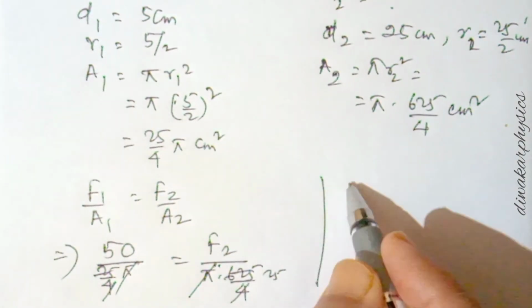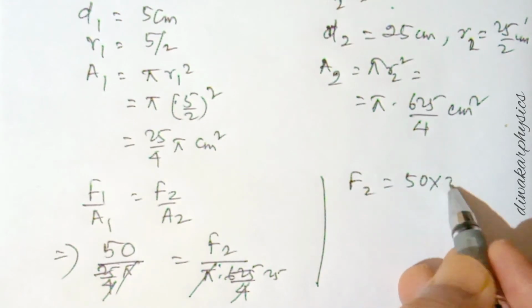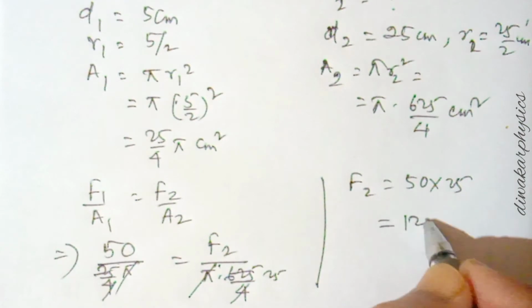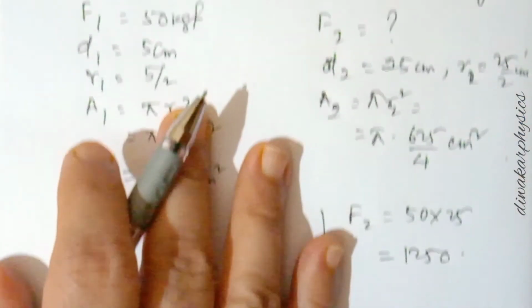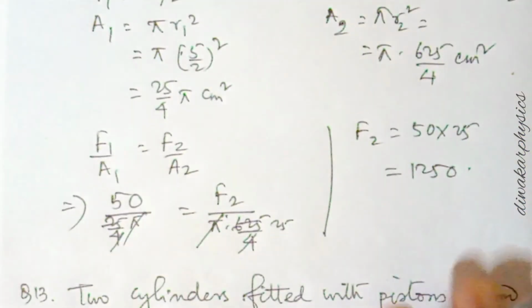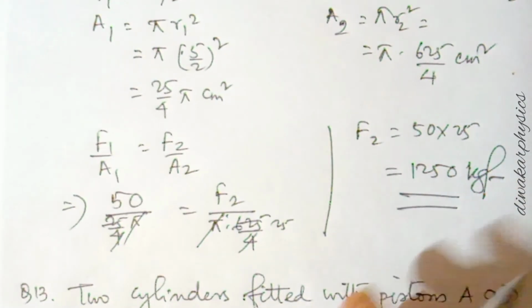Then you have F2 equals 50 into 25, which is 1250. So what was the unit in force? Force 1 is kgf. So your final answer will also come in kgf. So this is the answer, F2.